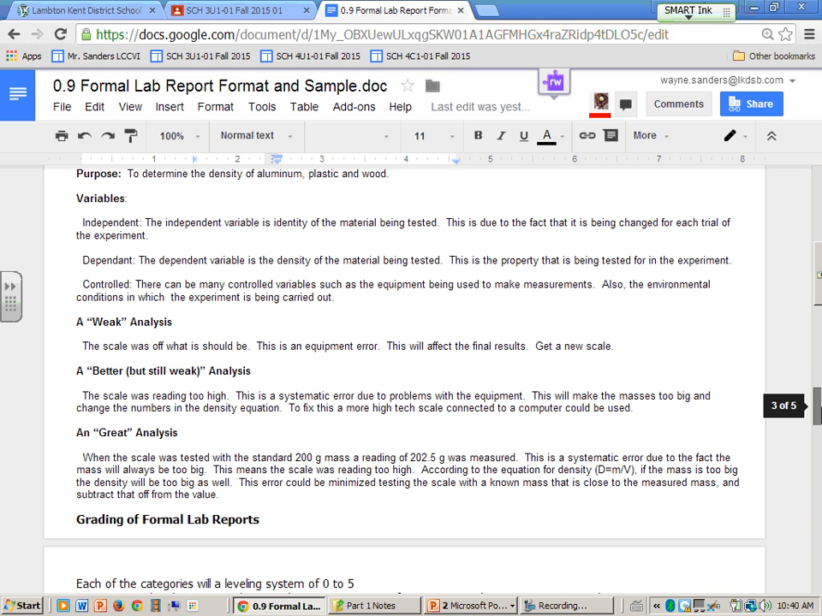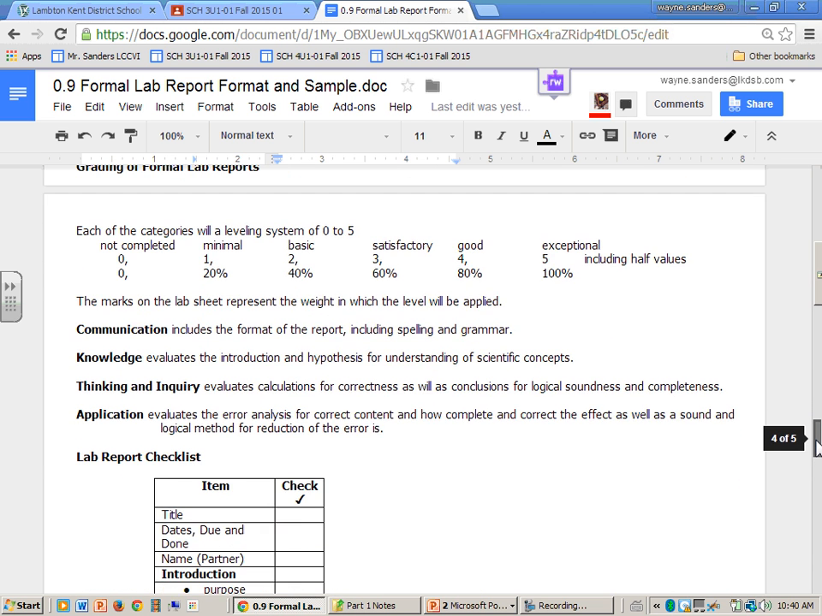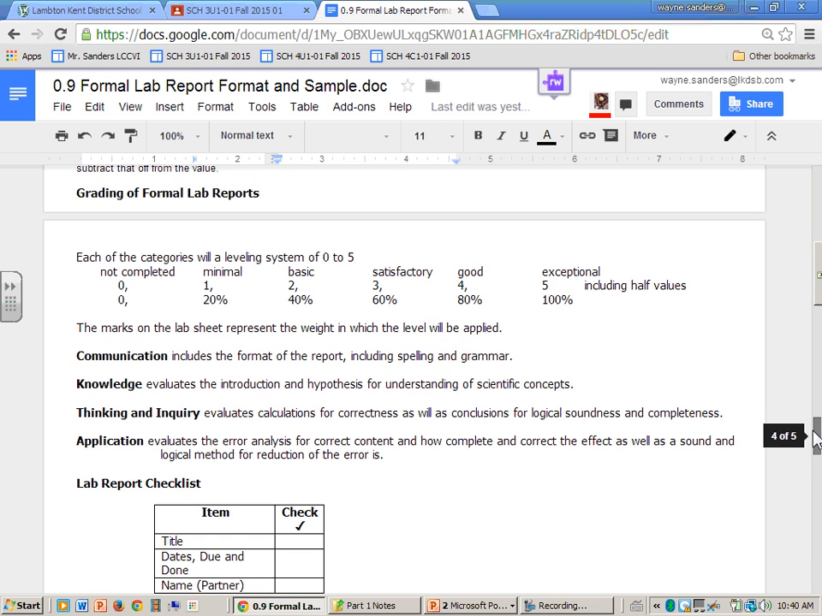Okay. And I know this has been a long talk, but in order to get the labs the way I want it, I do need to go over this. Last, I want to talk about the way I'm going to grade them. And this is going to be different again. This is going to be only for formal lab reports, and this is going to be new for me. I'm going to level the formal lab reports.